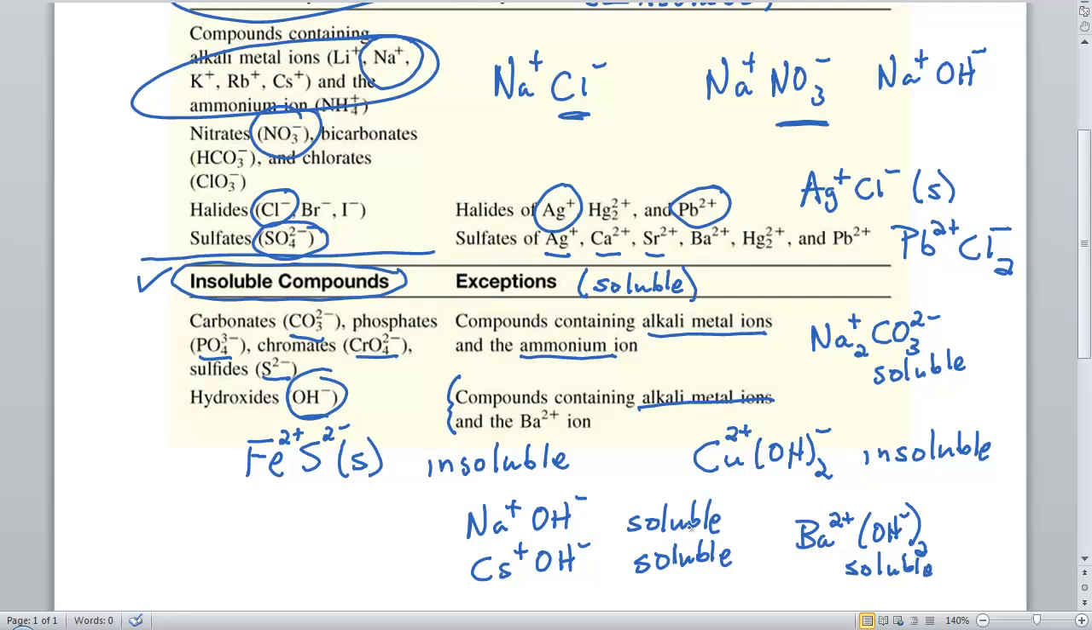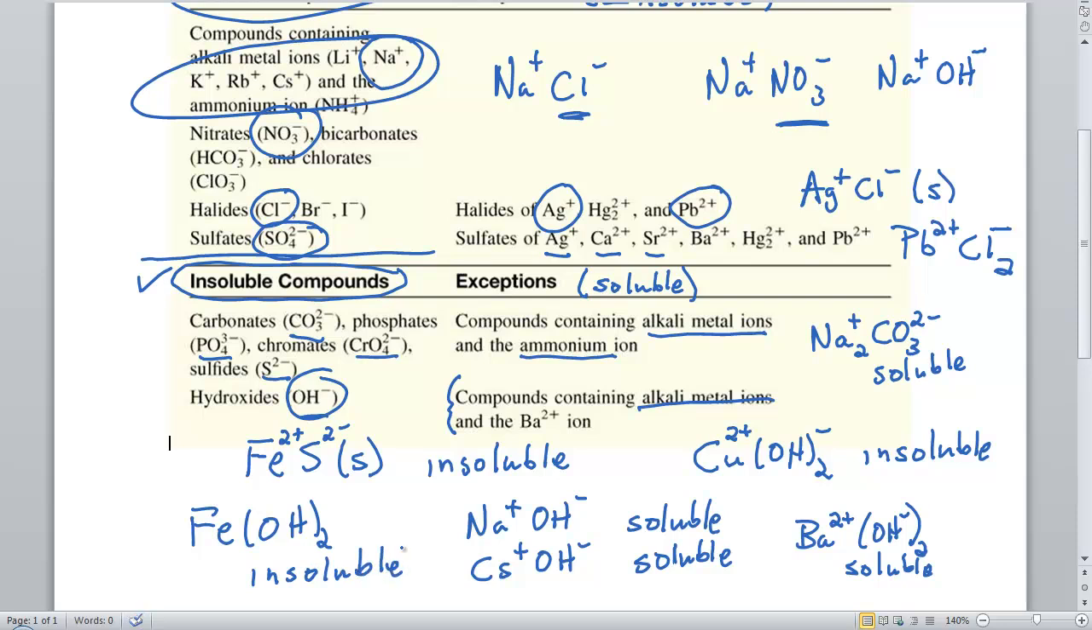All other hydroxides, other than alkali metal hydroxides and barium hydroxide, are insoluble. So pick any other hydroxide, like we did up here. Copper is not an alkali metal or barium, so that would be an insoluble hydroxide. We could do the same thing with iron hydroxide. It's not an alkali metal or barium. This would be insoluble.